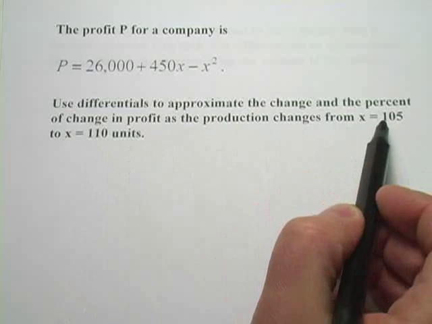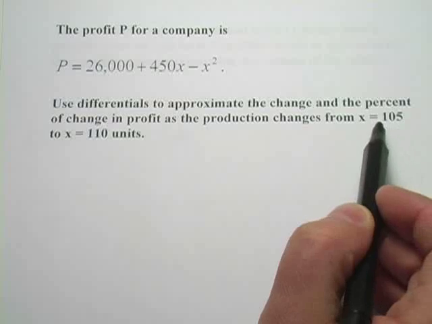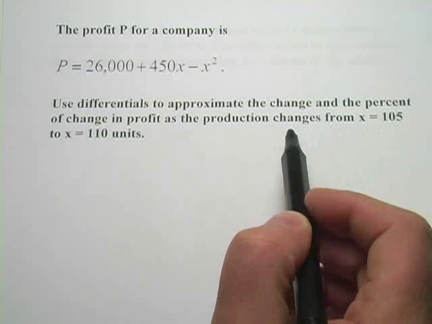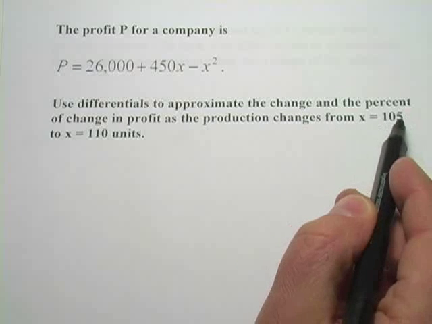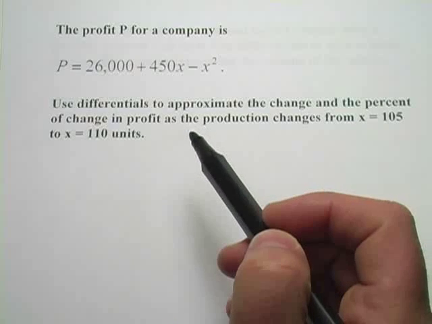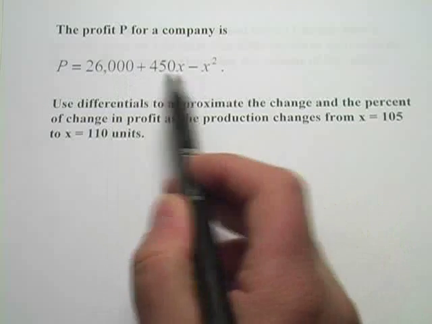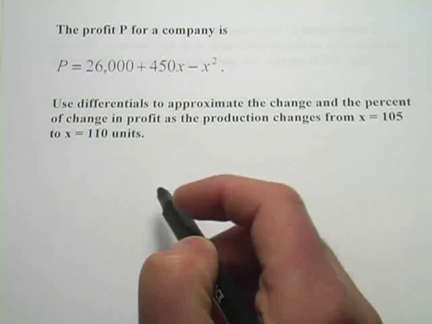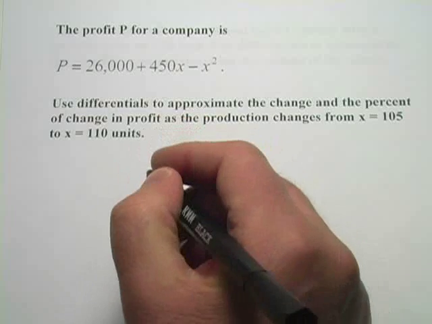So they're thinking about ramping up production. They're making 105 units. Let's say this is a car company. They're making 105 cars right now. They want to go up to 110, but they want to see how much more profit that's going to mean. And they have this profit function. So we can approximate that by using the differential.